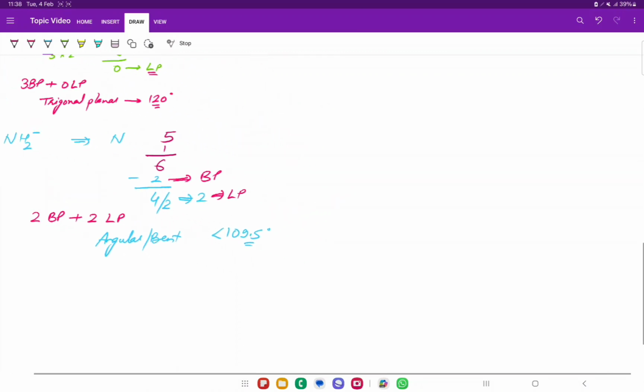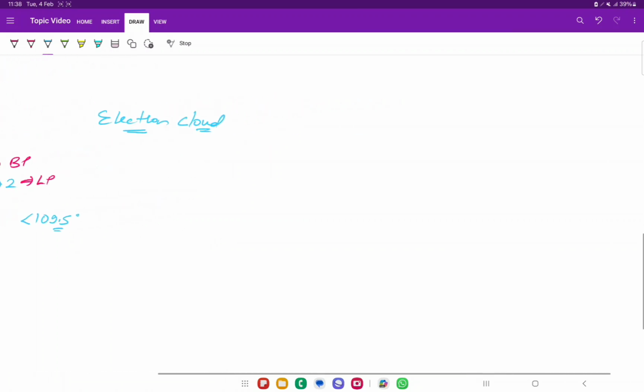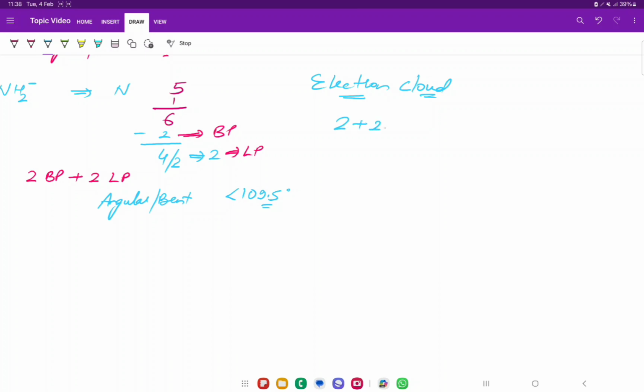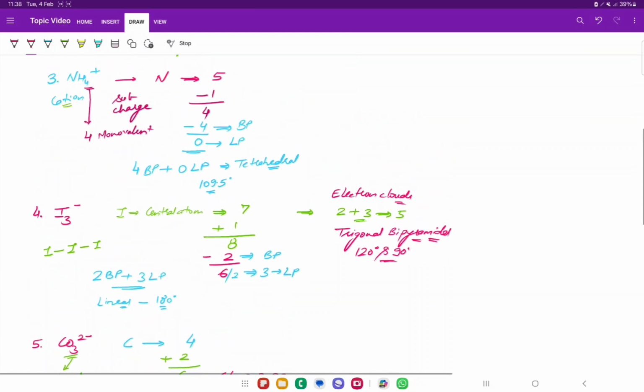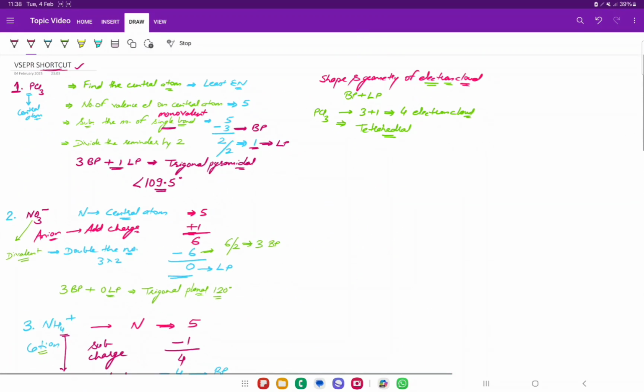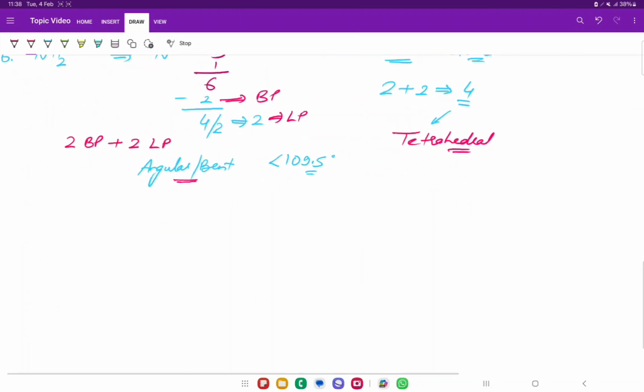Now, additional question. What is the shape and geometry of the electron cloud of NH2 minus? How many electron pairs? 2 plus 2. It has 4 electron clouds. And for 4 electron clouds, the regular geometry and shape is tetrahedral. So the molecule will have tetrahedral shape in terms of electron clouds, and the actual shape will be angular or bent. I hope this will clear all the doubts. Without learning any of the examples for VSEPR theory, by simply remembering these rules, you can find out any shape and any bond angles of any molecule given.